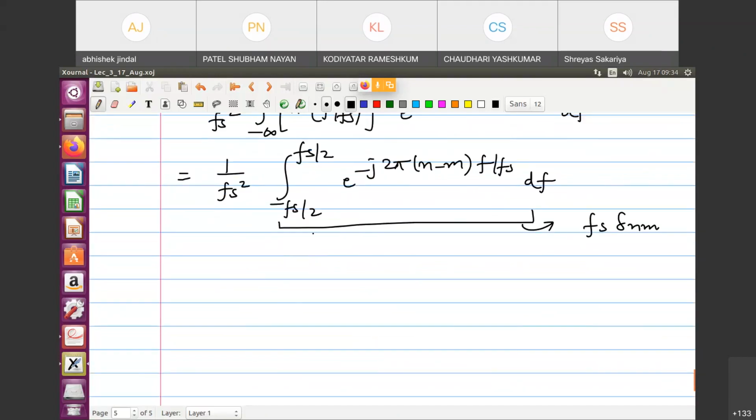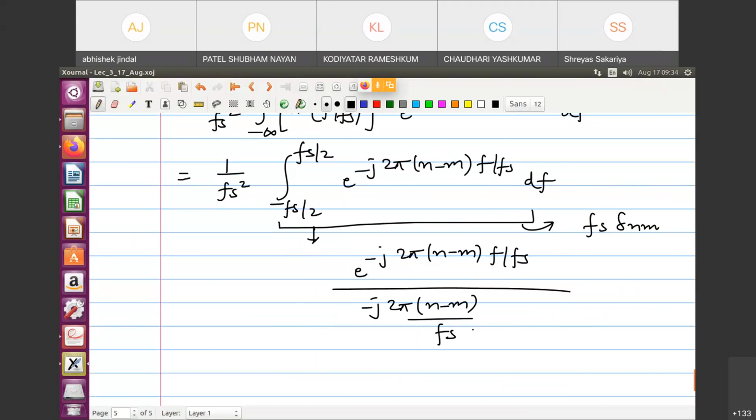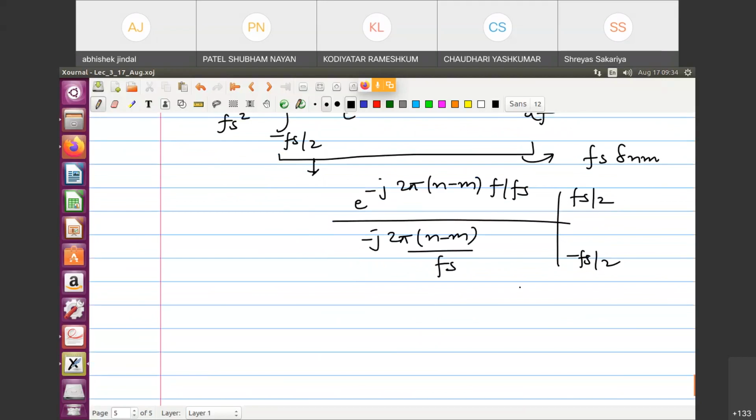Let me derive it for you. So this is e raised to power minus j 2 pi (n minus m) f upon fs, to be divided by minus j 2 pi (n minus m) by fs. And then you have to put minus fs by 2 to fs by 2. So now at least you can try putting in, checking what you get.